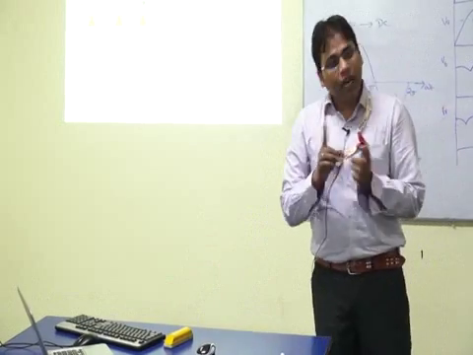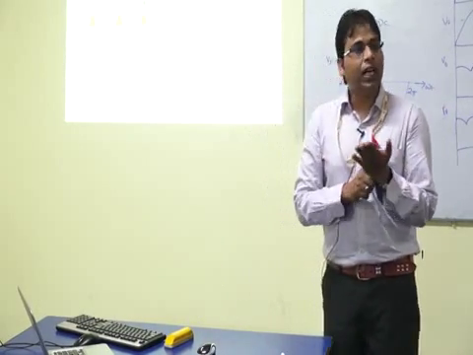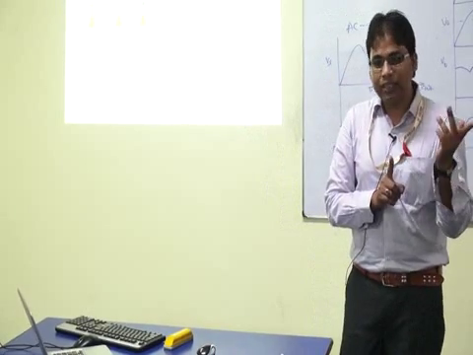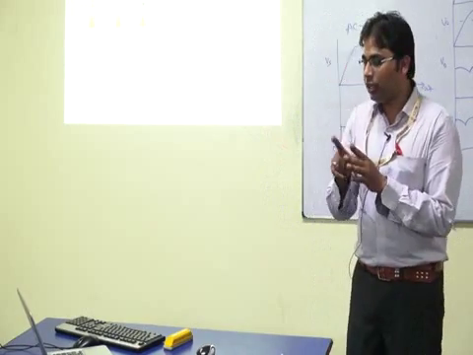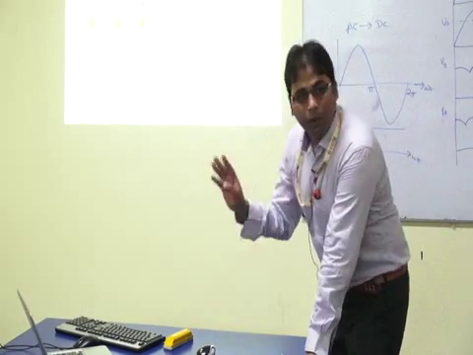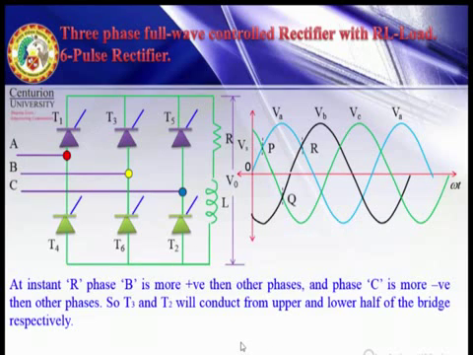T2 will continue its conduction from R. From instant Q, T2 is conducting, T6 is commutated at instant Q. So T2 will continue its conduction from Q up to R, then beyond R also. So now the current will flow in this direction: B, T3, resistance, inductance, next T2 and back to C.